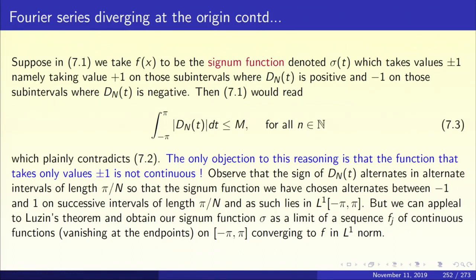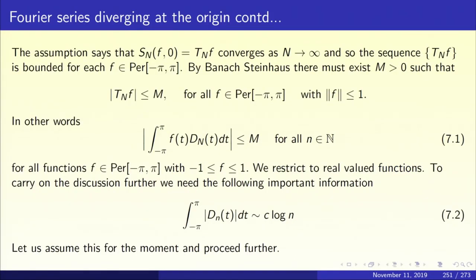Correct? So suppose I take such an f in 7.1, then what will we conclude? 7.1 will imply the integral from minus pi to pi of mod Dn t dt is less than or equal to M for all n. And that will be a contradiction because 7.2 says the integral of mod Dn t goes to infinity. So how can a sequence which goes to infinity be bounded? That will be a contradiction.